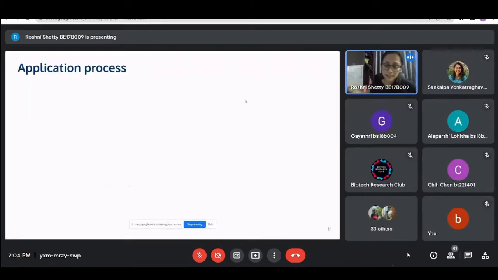So next is the general application process. This is something that I learned only when I was applying. I didn't know this beforehand.